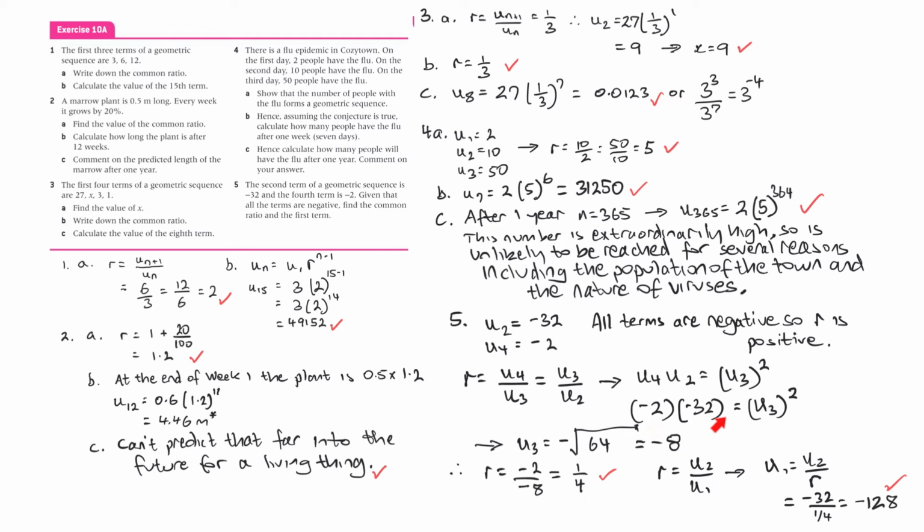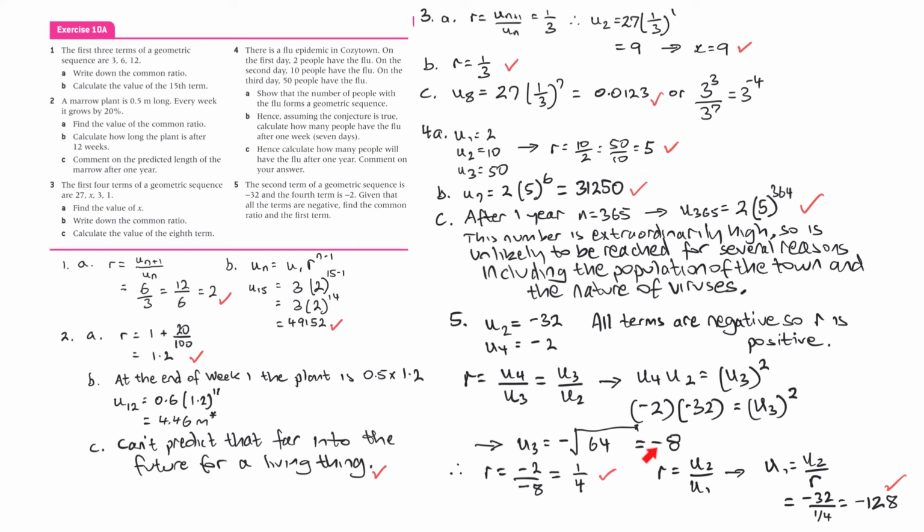Okay. Now, if we take the square root of both sides, the right side becomes 64. So the square root of 64 on both sides, the answer is plus or minus 8, right? Going to be plus or minus 8. But they tell us that all the terms are negative. So U3 can't be plus 8. It has to be minus 8.